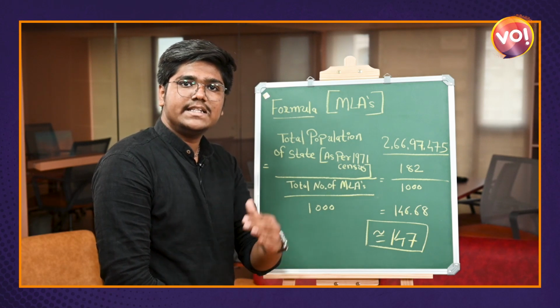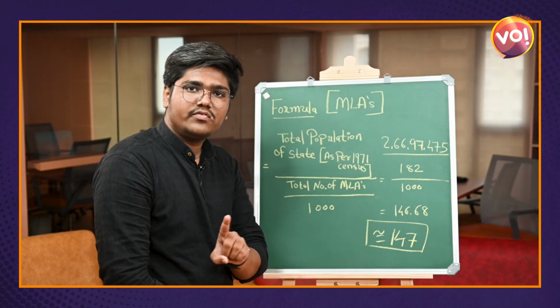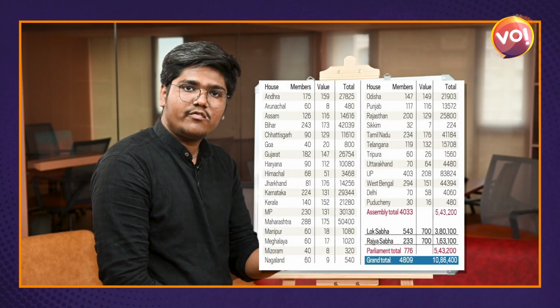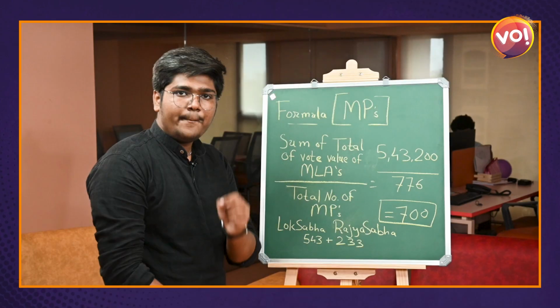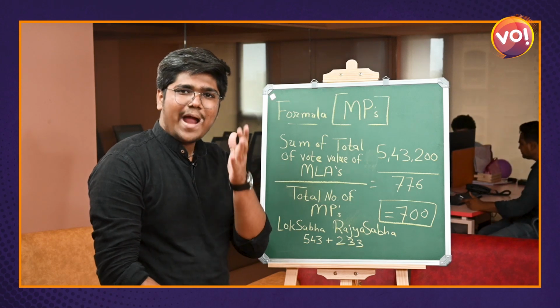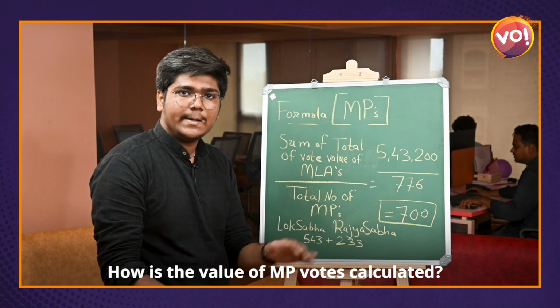After calculating in this manner, the total votes by all states including NCT of Delhi and Union Territory of Puducherry tallies to 5,43,200. The sum total of vote value of all MLAs is 5,43,200. Compared to the calculation for MLAs, the calculation for Members of Parliament is quite easy because the value of vote of all MPs is equal.